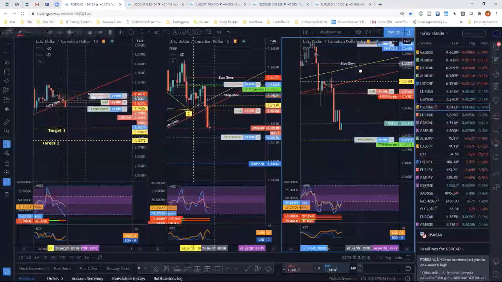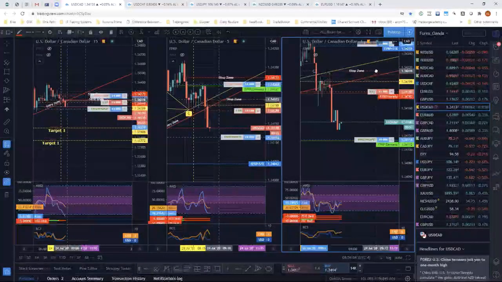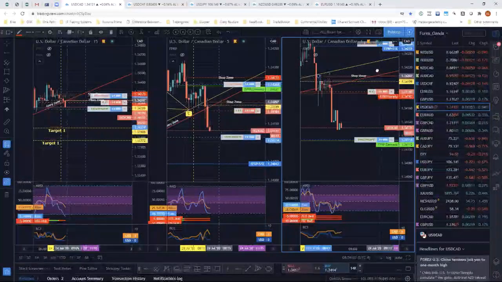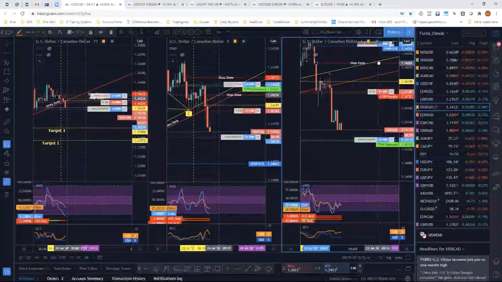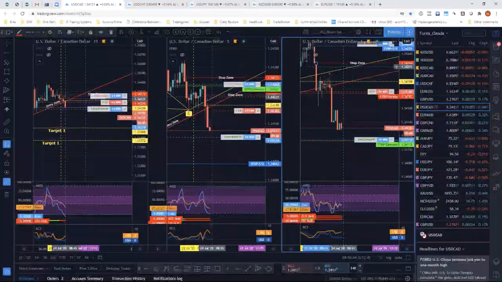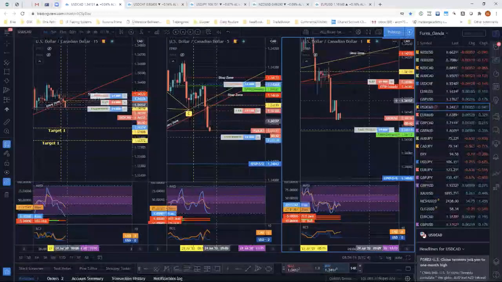Right now I'd be looking at my stop zone, which would be pretty much above this area right in here where I'd have to move my stop. If it comes back and breaks the wedge, I would want to be getting out by this area. That'd be a nice little retracement, but I think it's going to keep on going right now.